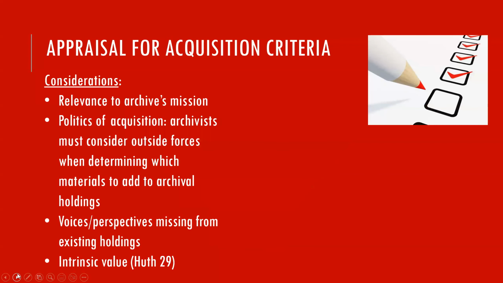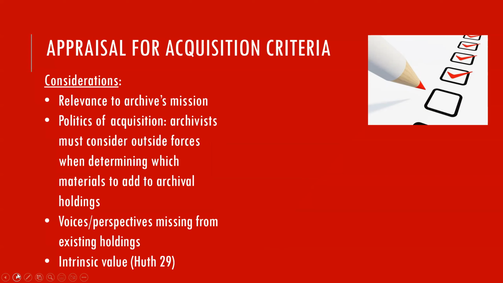So some of the appraisal for acquisition criteria, again, relevance to archive's mission, some politics of acquisition. So maybe someone wants to donate records to your archive and they're not a great match to your mission, but they're a donor or an influential person that you want to please or keep happy. You might bite the bullet and say, all right, these aren't a great match for our archives, but we'd really like to have a good relationship with this person, so we're going to bring them into our repository anyway.